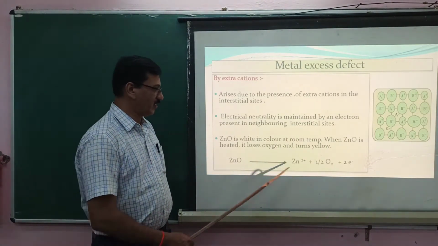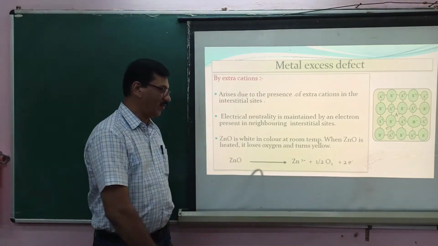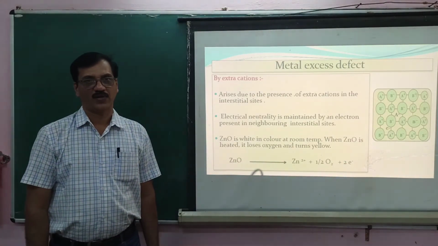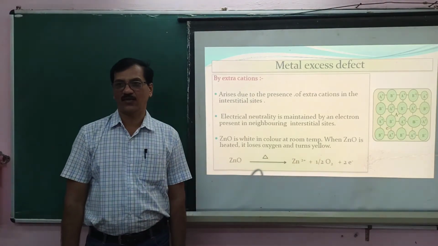Now this is what the reaction is. The oxygen goes away, leaving behind 2 electrons. Right? So this is metal excess defect.